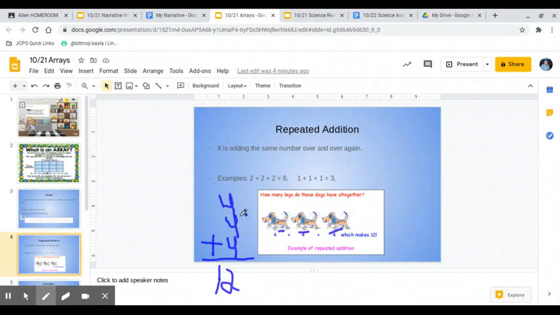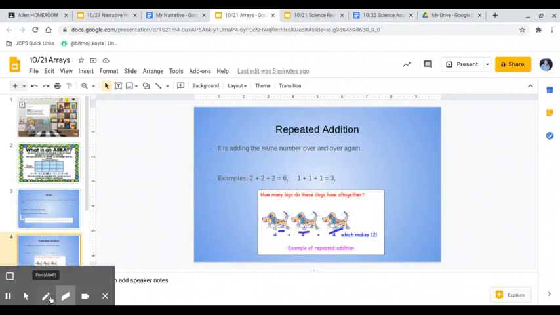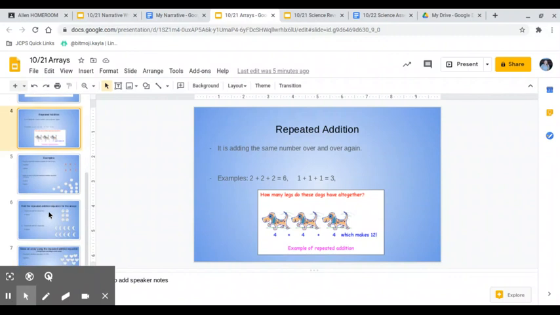That's why we added 4 3 times, because there are 3 dogs. So that's why we had 4 plus 4 plus 4, because we only have 3 dogs. If we were to have another dog, we would add another 4, because there would be 4 dogs. Or if we only had 2 dogs, we would just add 4 plus 4, because I know that I only have 2 dogs. But in this example, we have 4 plus 4 plus 4, because each dog has 4 legs and there are 3 dogs. Here's another example. 2 plus 2 plus 2. That equals 6. 1 plus 1 plus 1. So repeated addition is just adding that same number over and over again.